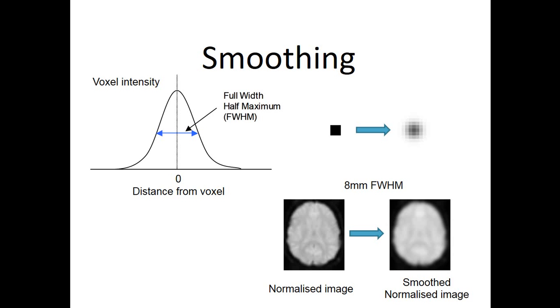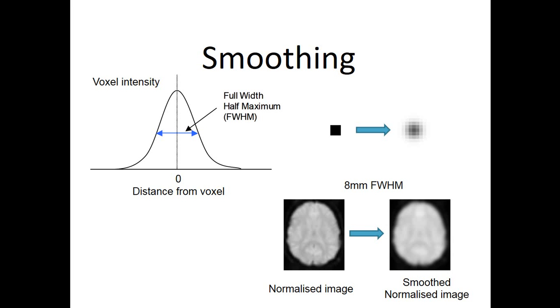So the first reason is to deal with inaccuracies in the normalization. Although the algorithms are pretty good, they can be slightly inaccurate in some places. To deal with differences in structure, basically everyone's brain is slightly differently structured, so there can also be some residual effects of that. So blurring the images kind of corrects or masks out that effect.